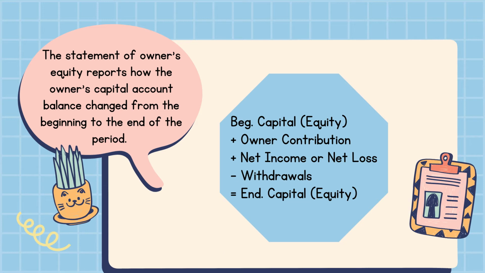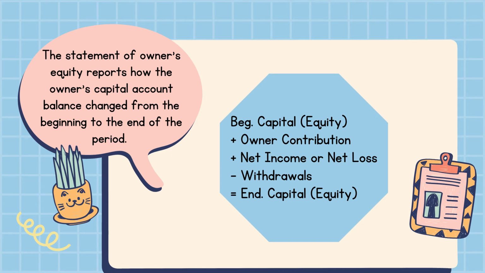The second statement is the statement of owner's equity. The statement of owner's equity reports how the owner's capital account balance changed from the beginning to the end of the period. So my formula will be beginning capital plus owner contribution plus net income or net loss less withdrawals equals ending capital.